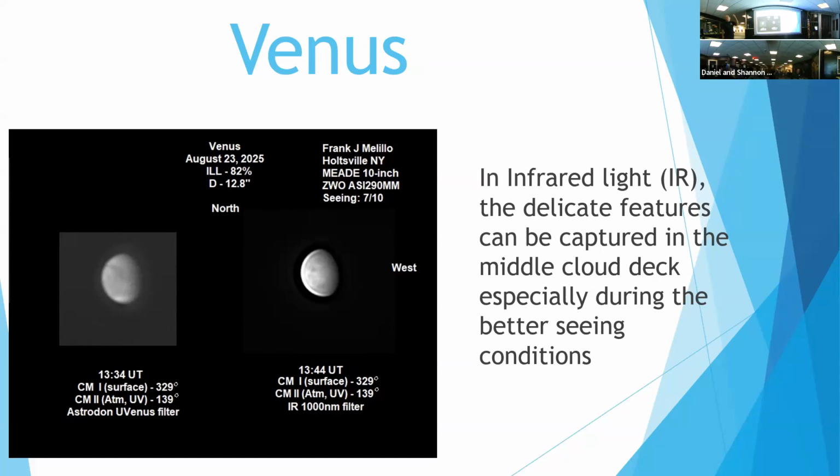So this is the nicest way it can be done in daylight. You don't need to do this when it's much lower in the sky, because you won't get the quality of the image like this. Only when it's high in the sky, which means daylight. So yeah, like infrared light, delicate features can be captured in the middle cloud deck, especially during better seeing conditions. So you can see some of the details here.